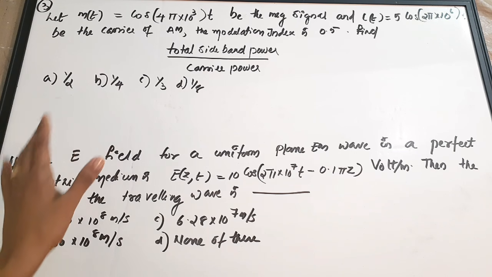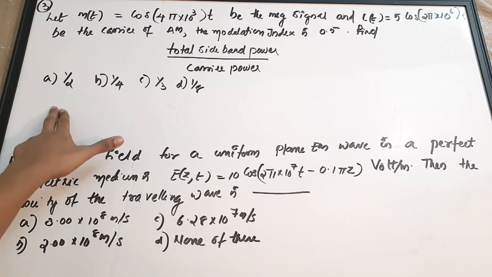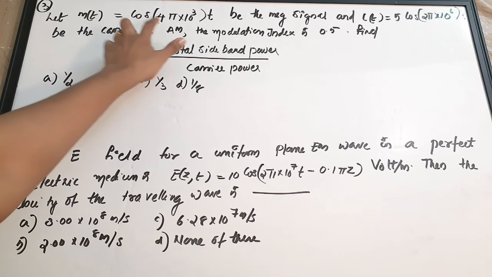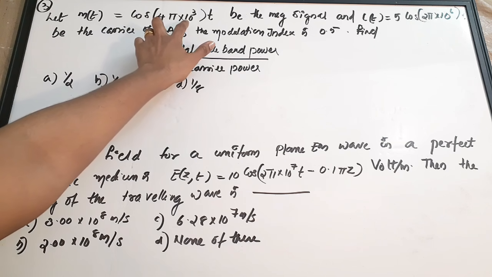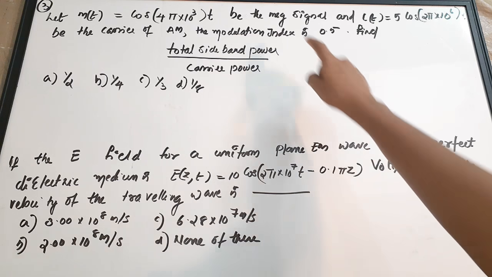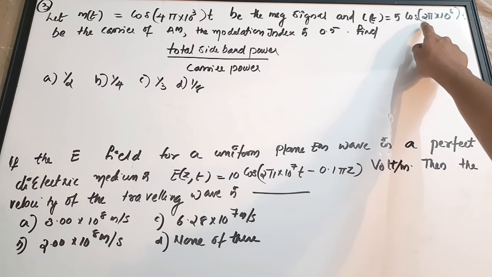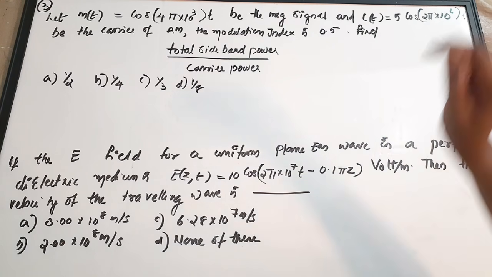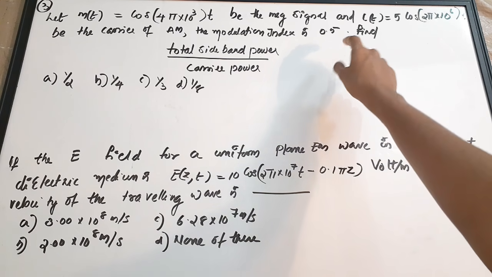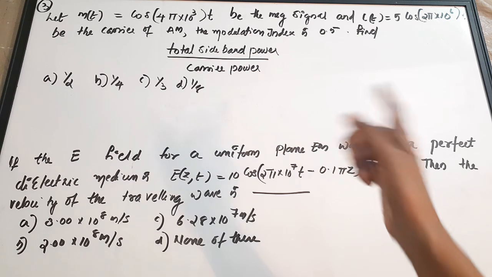Question number 3 is from communication systems, that is from analog communication system. Let m of t is equal to cos 4 pi into 10 raised to 3 t be the message signal, and c of t is equal to 5 cos 2 pi into 10 raised to 6 t be the carrier of AM. The modulation index is 0.5. Find total sideband power to carrier power ratio.